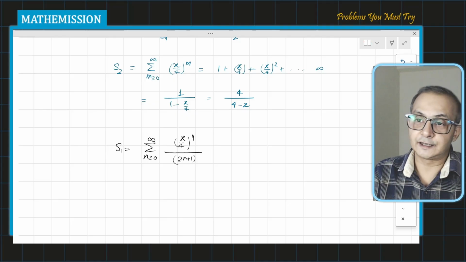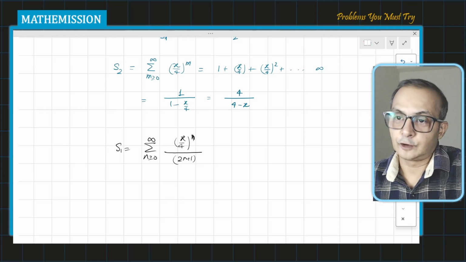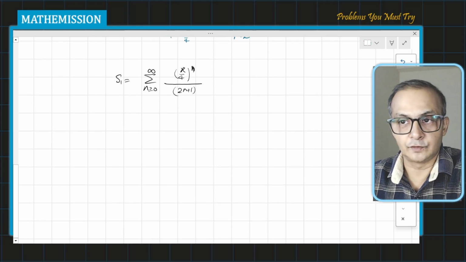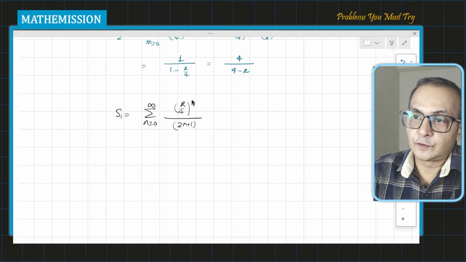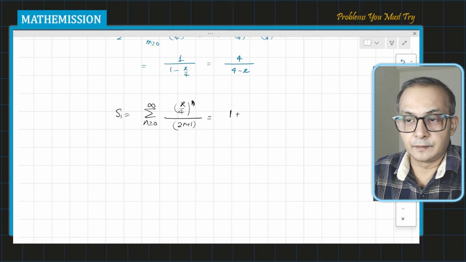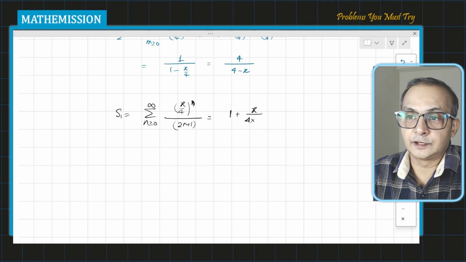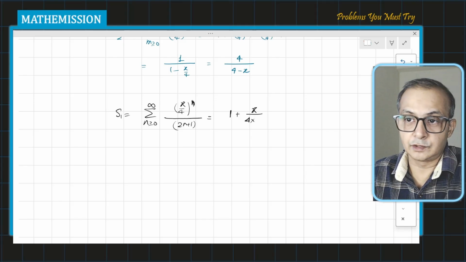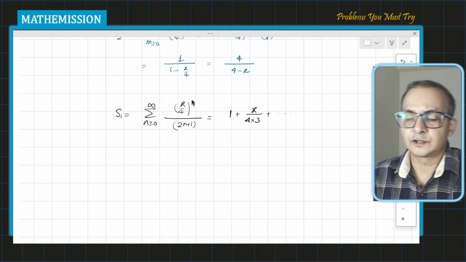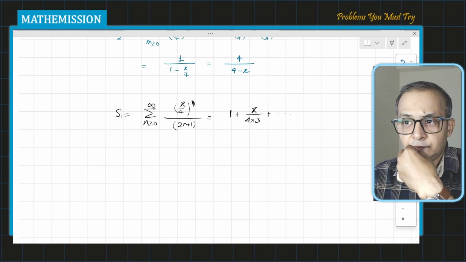That's an interesting kind of thing. When I was discussing this problem with my student, I also struggled for a few minutes. Then we together came up with a very wonderful idea to deal with it. Now notice, if you try to expand it, the first term will become 1. The second term will become x by 4 into 1 by 3, since 2 plus 1 is 3, and so on. So it's very difficult to get the idea from here.